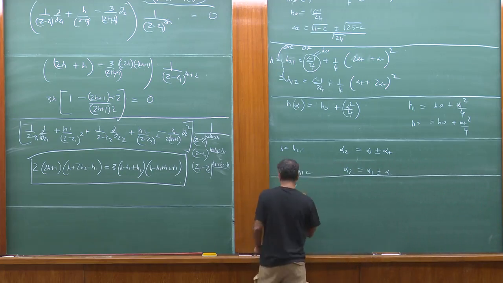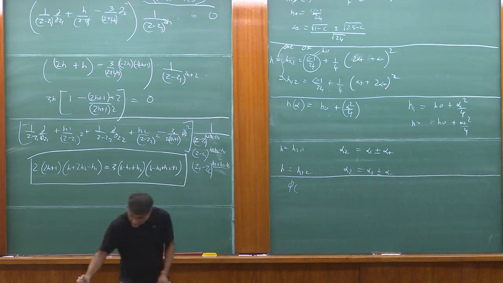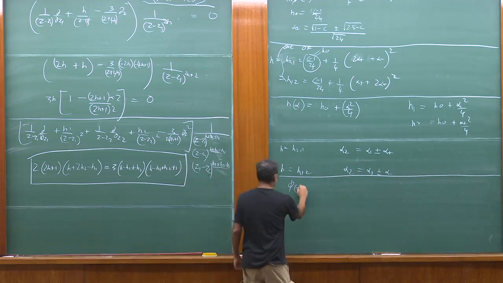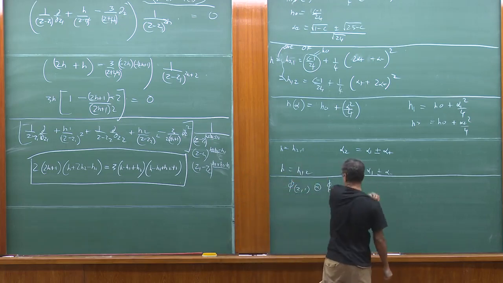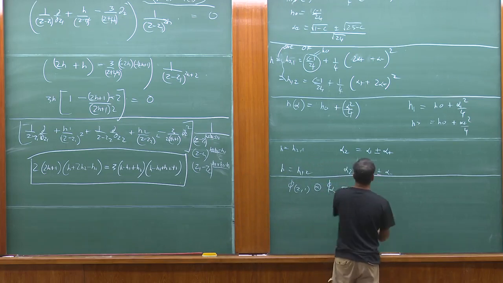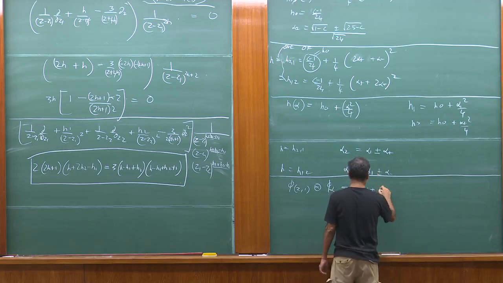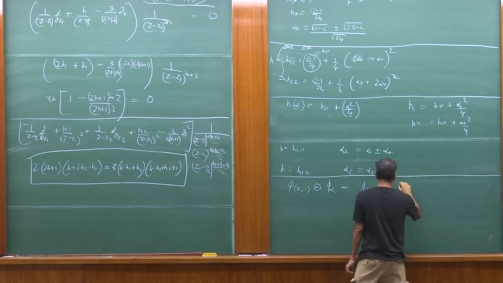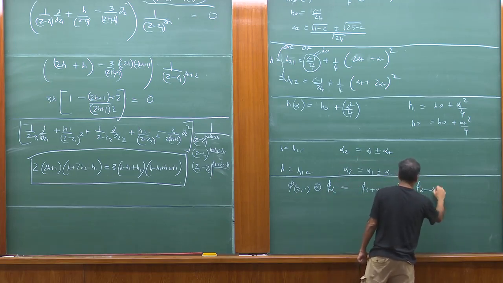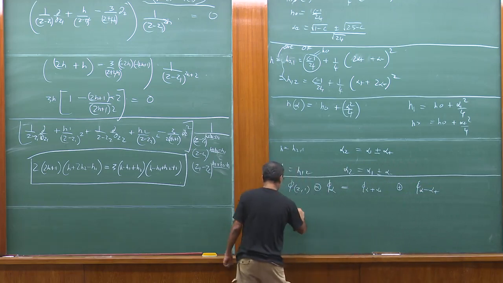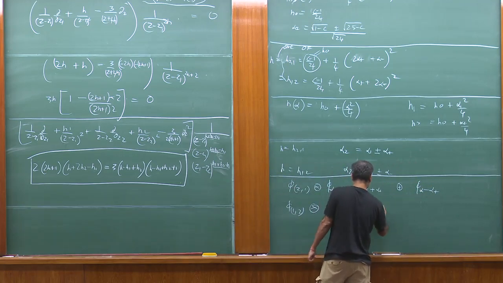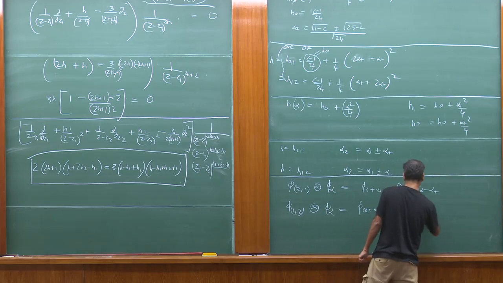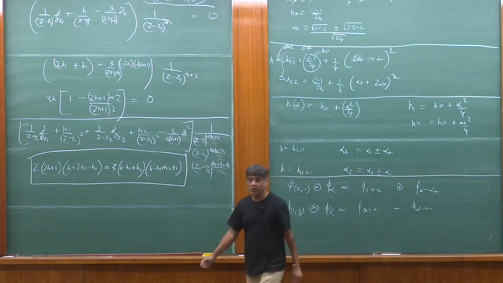Phi 1 2, maybe we write 2 1. Phi 2 1 times phi alpha is equal to phi of alpha plus alpha plus plus phi of alpha minus alpha plus. And phi 1 2 times phi alpha is equal to phi of alpha plus alpha minus plus phi of alpha minus alpha minus. What do I mean by these equations?